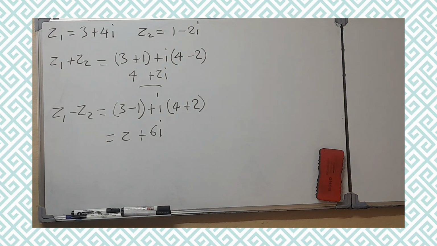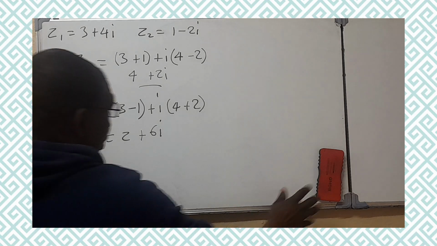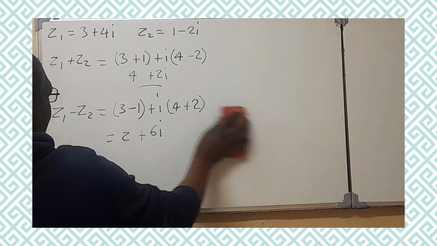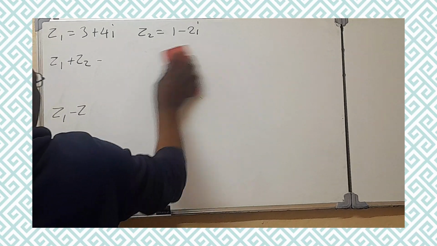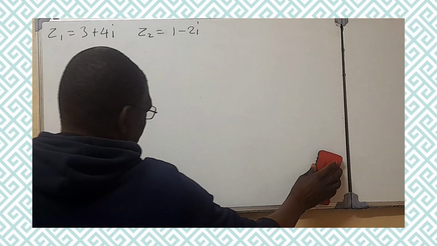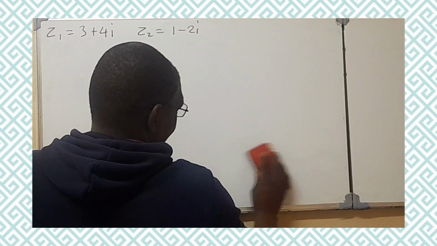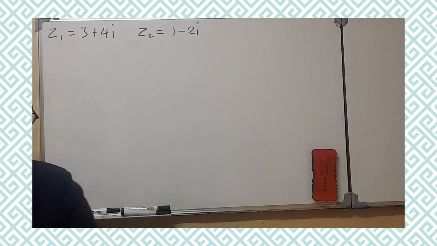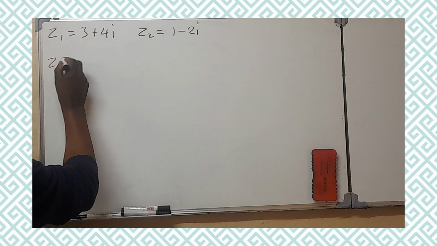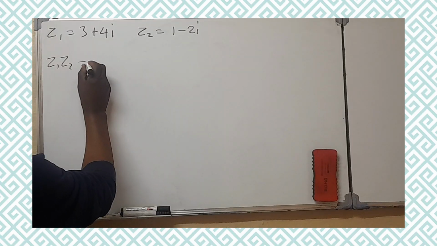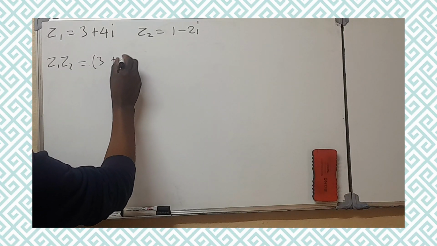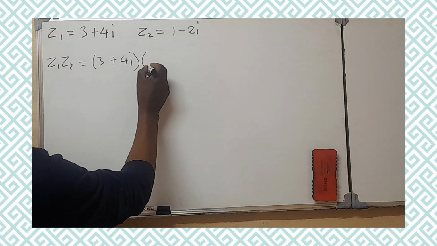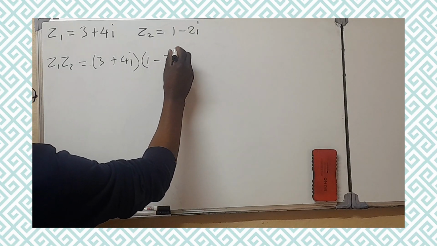That's Z1 minus Z2. What about multiplication of complex numbers? Multiplication of complex numbers is almost similar to the process of multiplying one algebraic expression with the other, except that you have to take care of the i's when you multiply them together. So here we want Z1 multiplied by Z2. That gives us 3 plus 4i multiplied by 1 minus 2i.